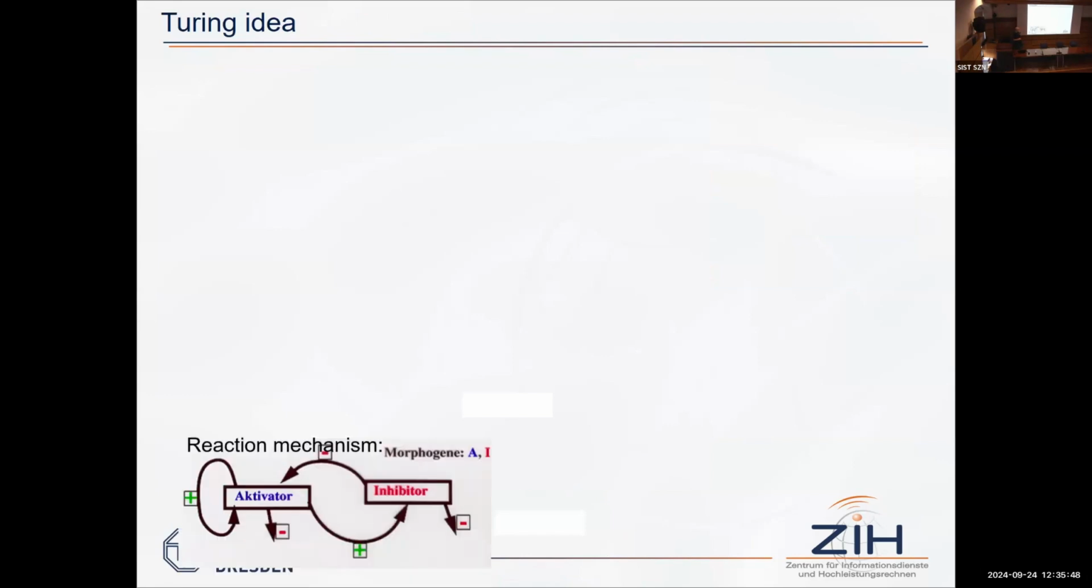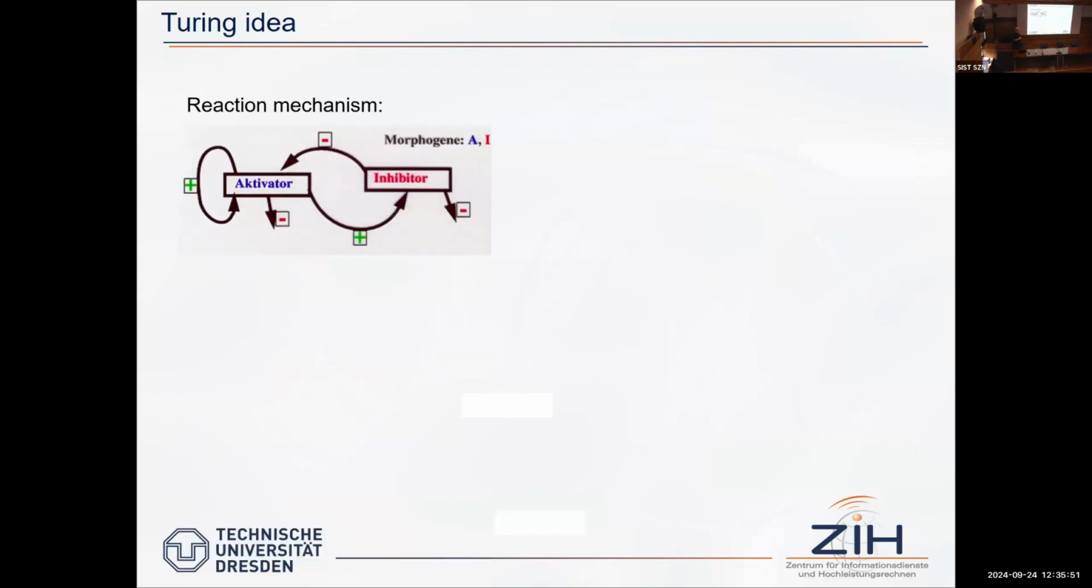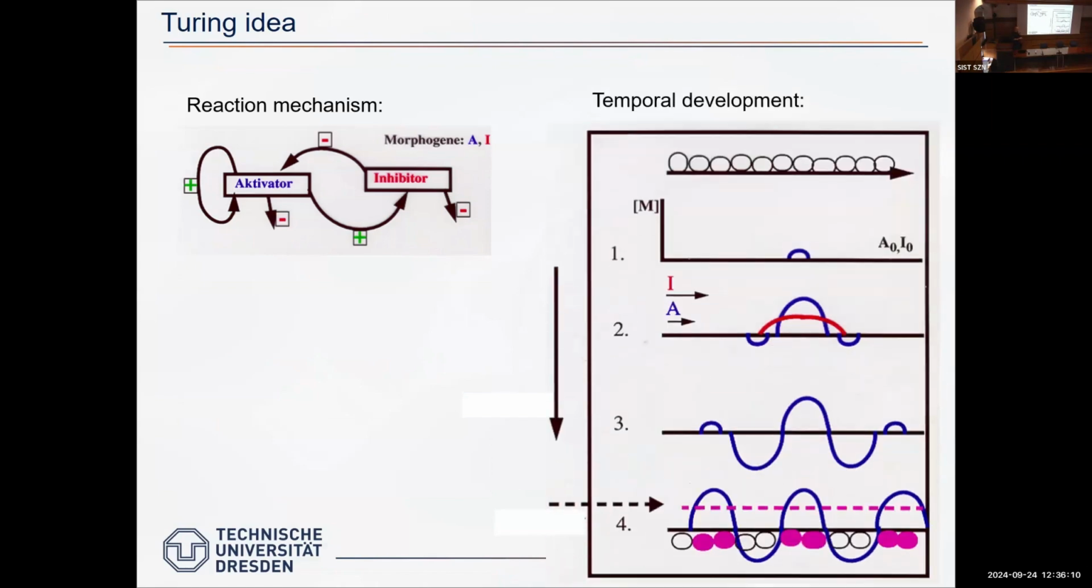What does the Turing idea say? We have an activator and an inhibitor, morphogens. The activator activates its own production and the production of the inhibitor, and the inhibitor has a negative influence on the production of the activator. We have decay. That's the simple reaction kinetics. And this he combines with diffusion.